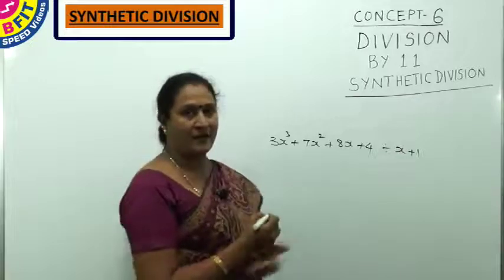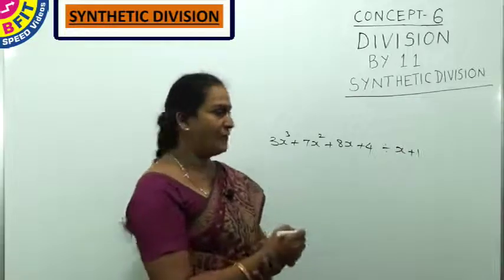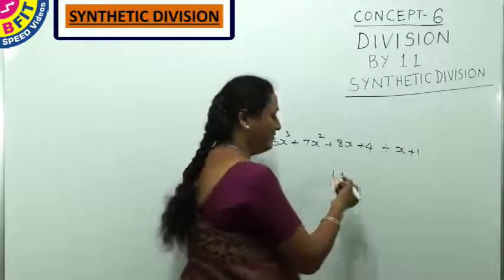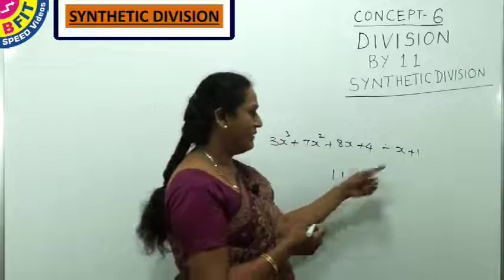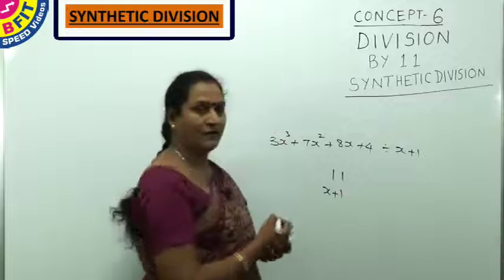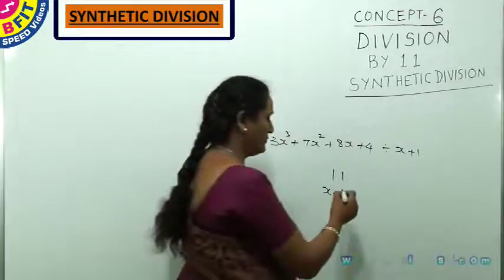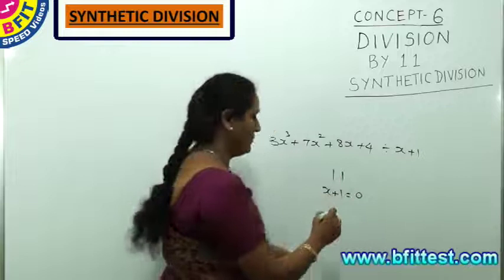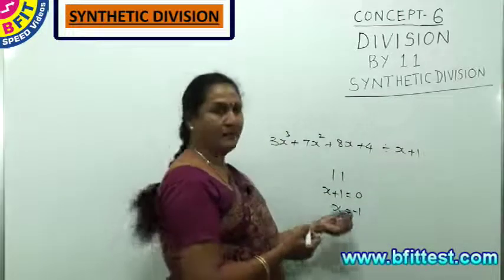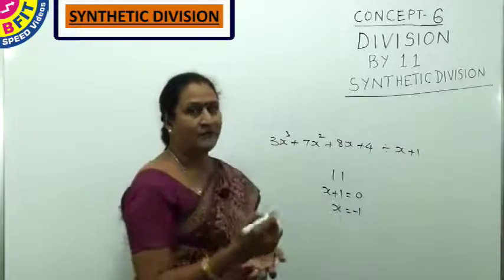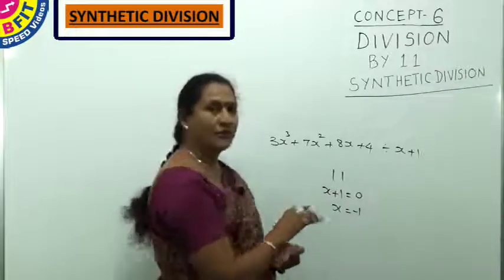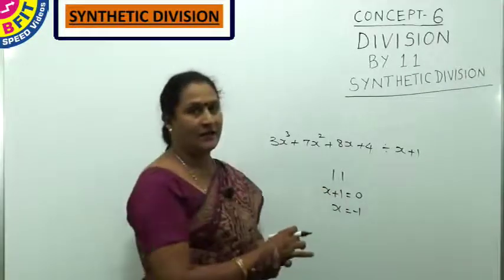The same division pattern we can use to find the quotient when a number is divided by 11. So 11, we have two terms. It is like we have an x term and a constant. So it is x plus 1. To find the value, equating this x plus 1 equal to 0, x is minus 1. And now dividing this polynomial by minus 1, we can get the quotient.